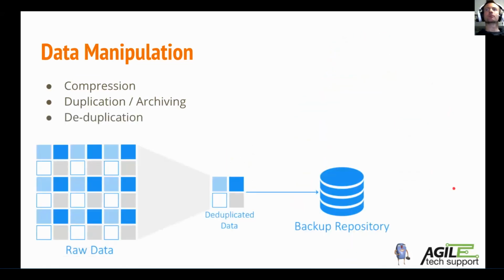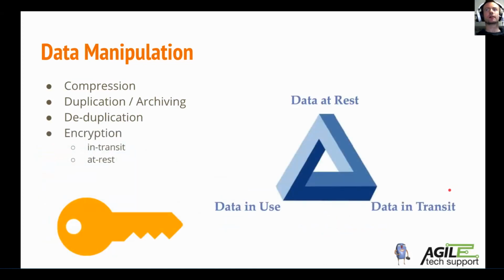As a part of the compression effort, deduplication may take place on an image. Encryption can be used for additional security. This includes in-transit encryption and at-rest encryption.